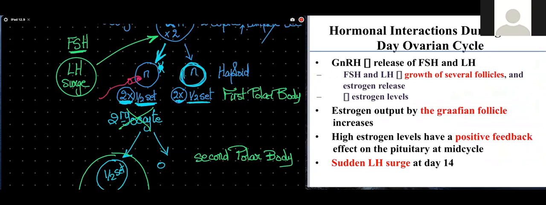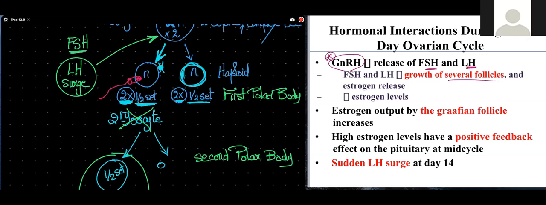How do I regulate the ovarian and menstrual cycles? Remember, the hormonal regulation is taking place first from the hypothalamus. Hypothalamus normally releases GnRH that stimulates the anterior pituitary gland to release FSH and LH. FSH and LH will enhance several follicles to become activated, and they will start to release estrogen.